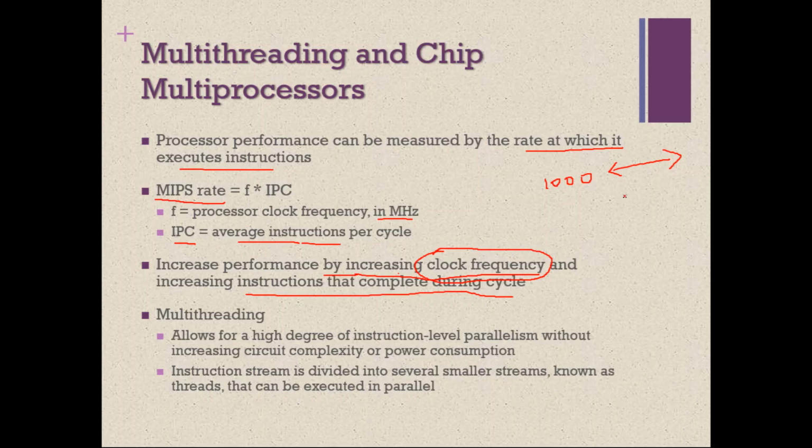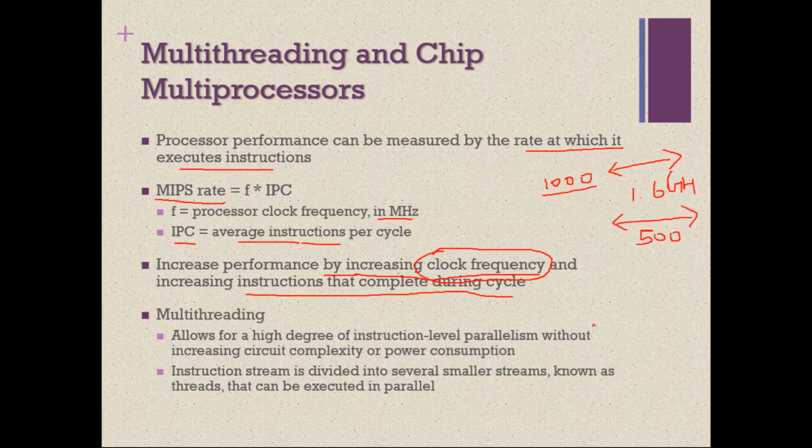Now the company says that we have doubled the clock frequency. Previously it was 800 megahertz, now it is 1.6 gigahertz. But previously, with the 800 megahertz clock, in one clock cycle it was executing 1000 instructions. Now, with 1.6 gigahertz, if it is executing only 500 instructions, then there is no improvement at all.